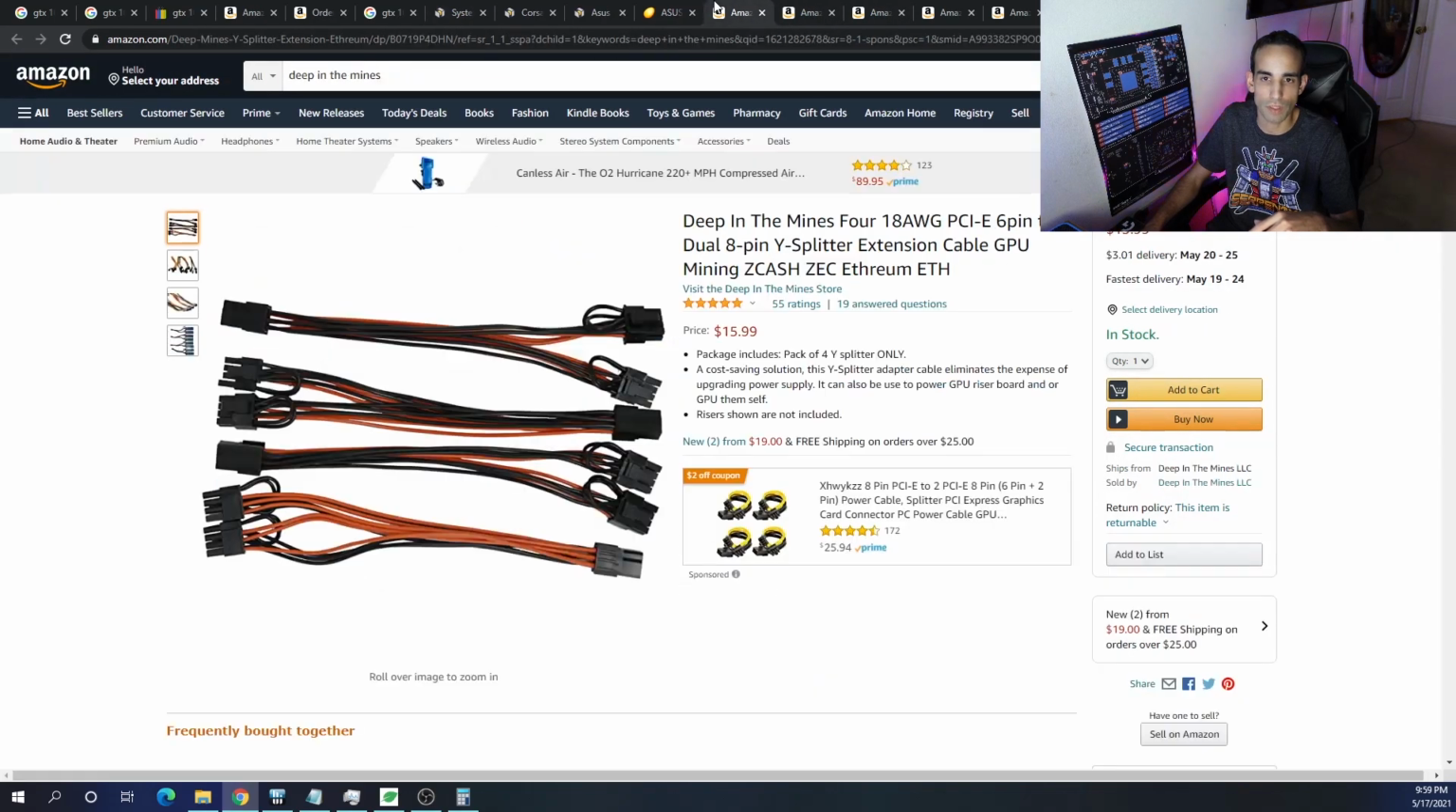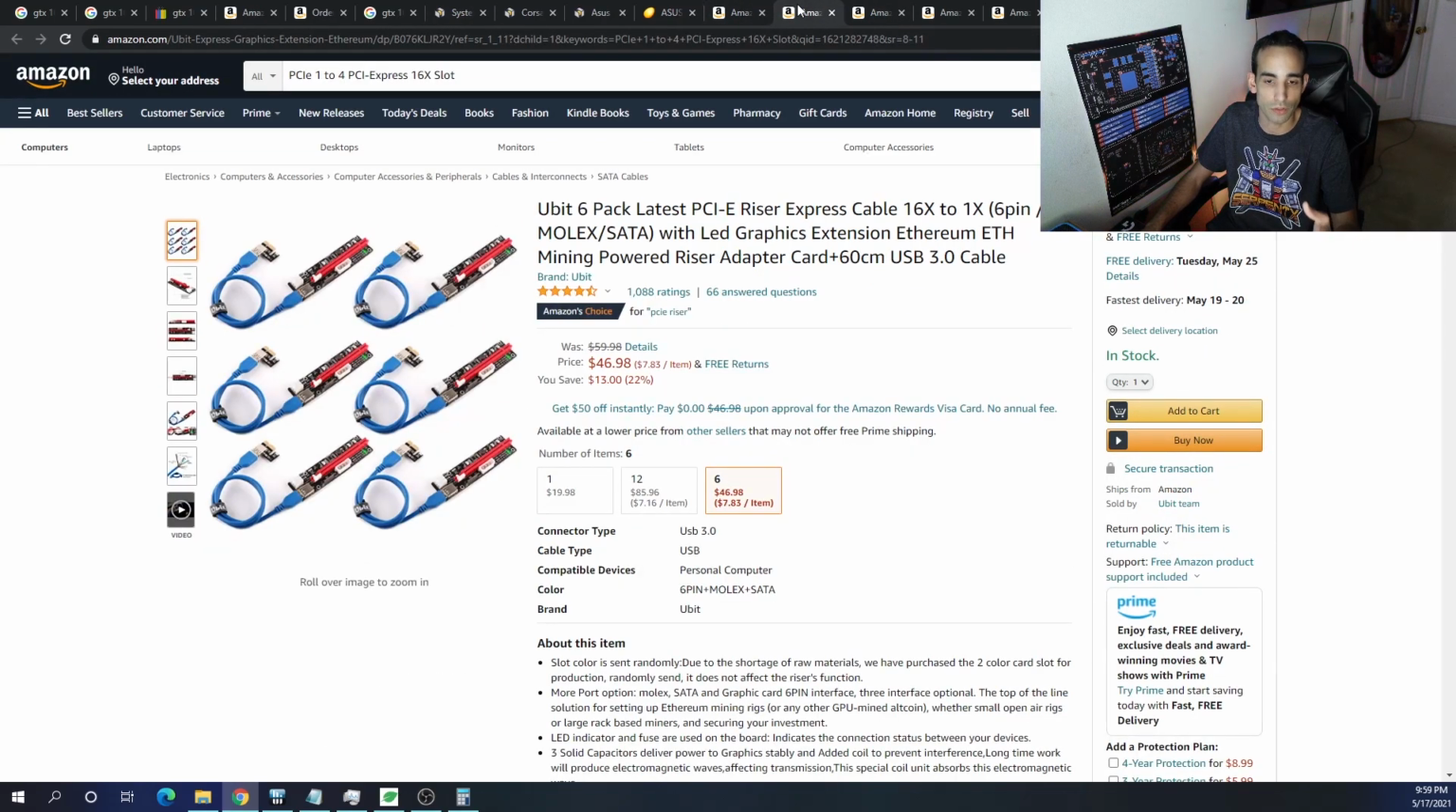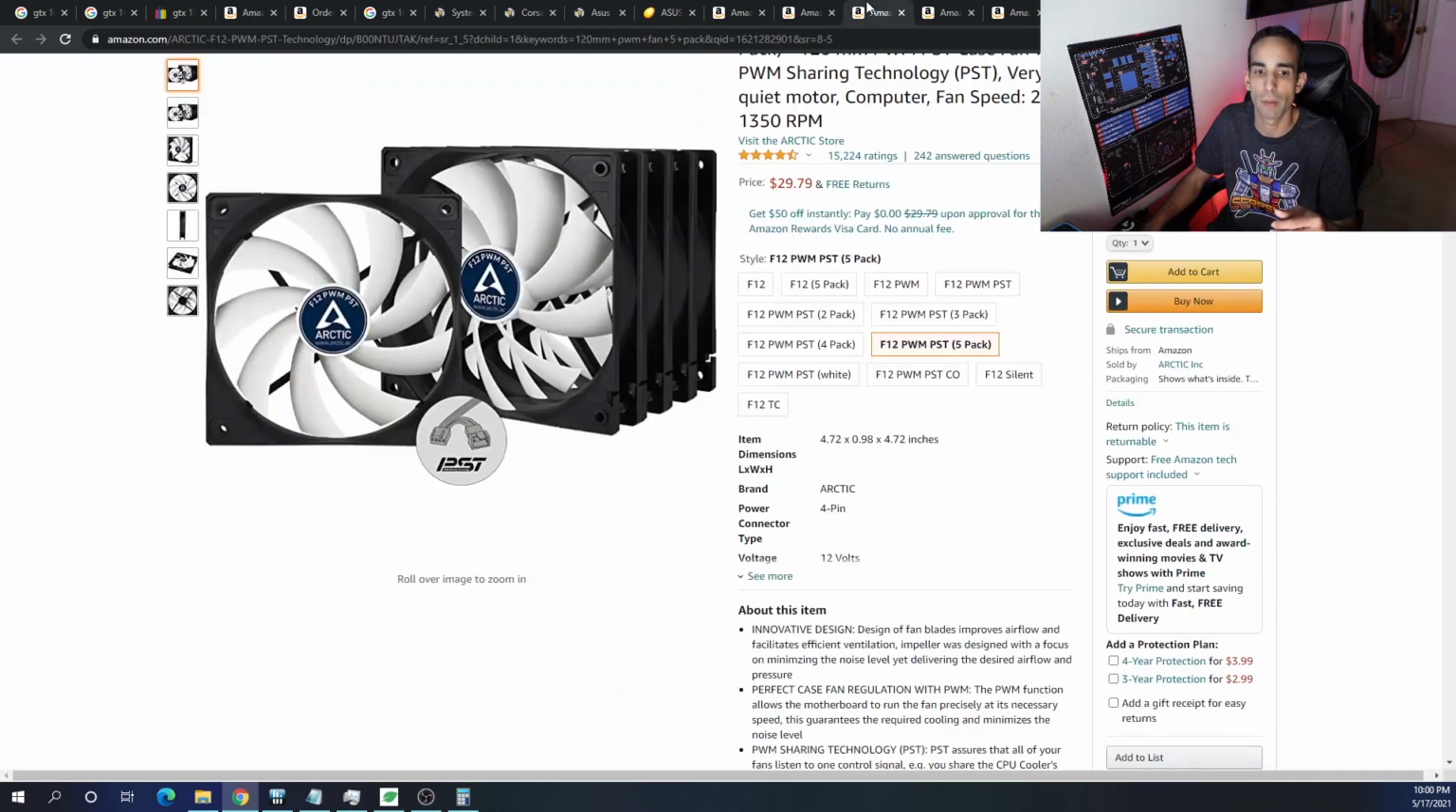The other components that we're going to need, besides additional splitters if needed, is the U-Bit 6-pack riser pack, not adapter, to connect all of our GPUs. You can check out GPURisers.com if you'd like to get those risers instead. It is also a 6-pack. It's a little bit more in price. Otherwise, a 6-pack of risers would do the job fine from Amazon.